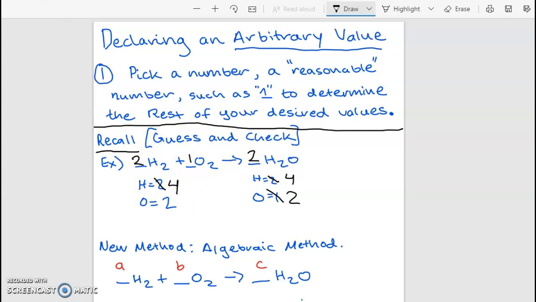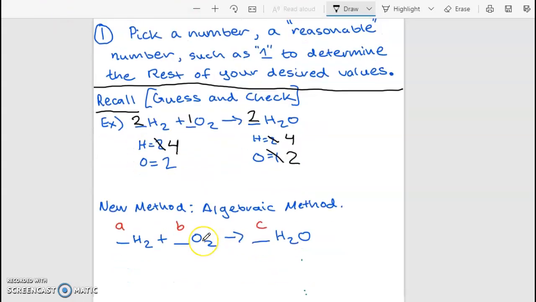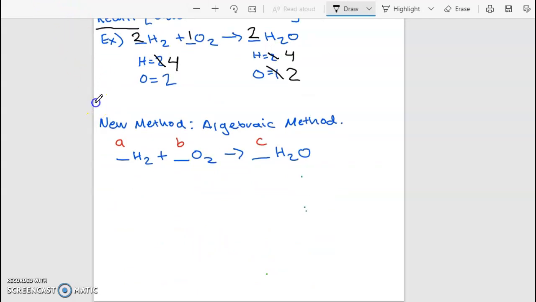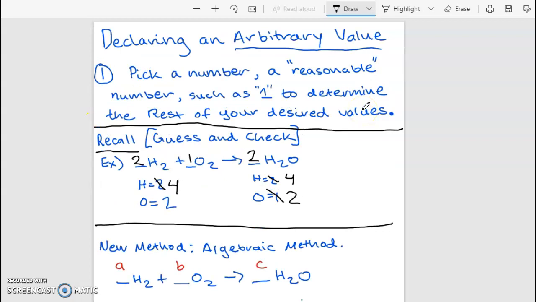So let's talk about the arbitrary value. The new method that we discuss is the algebraic method. And in the algebraic method, we need to declare an arbitrary value so we can determine the rest of our desired values. And so here I wrote out a snippet of the core idea, the basic idea of assigning a value. So pick a number, right? It's a number, a reasonable number.